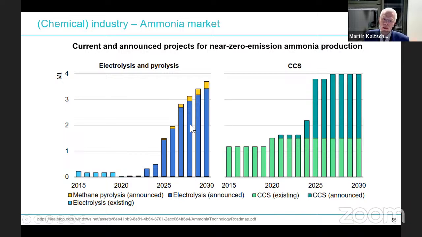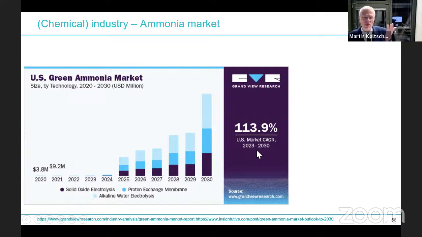And additionally, even when these assessments that I just showed may be a little bit weak sometimes, from the basis of the database and from the projections, because they depend very much on the political frame conditions, you can see that the US green ammonia market might develop very strongly in the second half of the 2020s. And they expect in this case a very strong market growth.